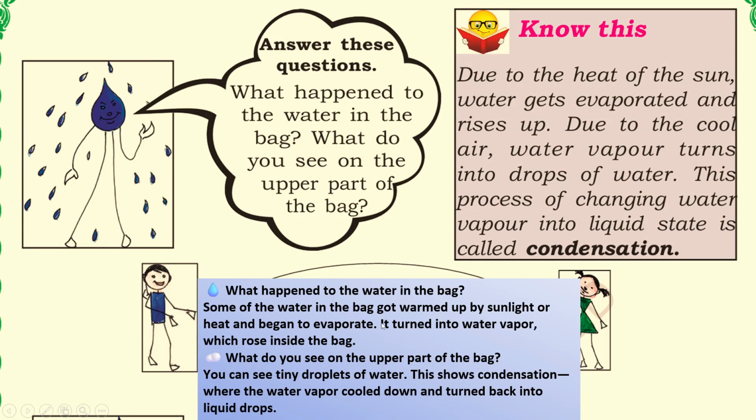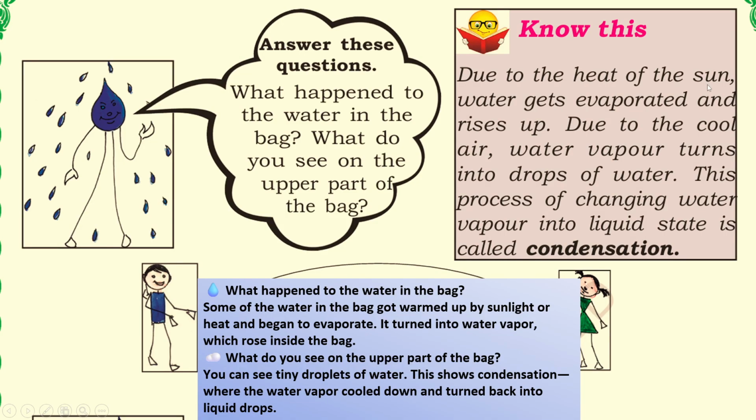What happens to the water in the bag is some of the water in the bag got warmed up by the sunlight or the heat and began to evaporate. It turns into water vapor, which rose inside the bag. What do you see on the upper part of the bag? You can see tiny droplets of water. This shows condensation, where the water vapor cooled down and turned back into liquid drops.